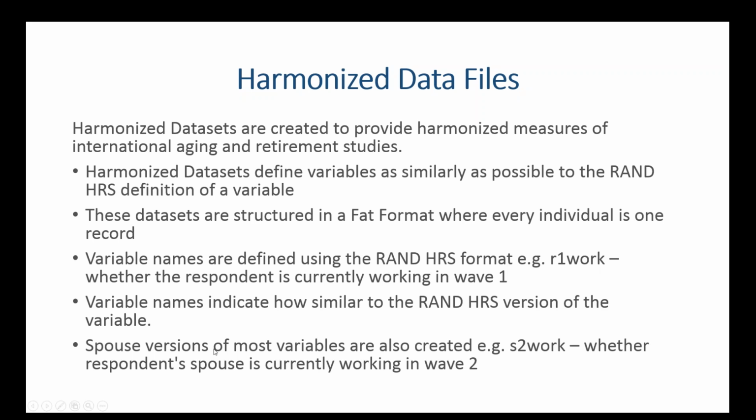Then we also include spouse versions of most variables. For instance, a variable named s2work is whether the respondent's spouse in wave 2 is currently working in wave 2. And that's helpful if you're looking at family effects.